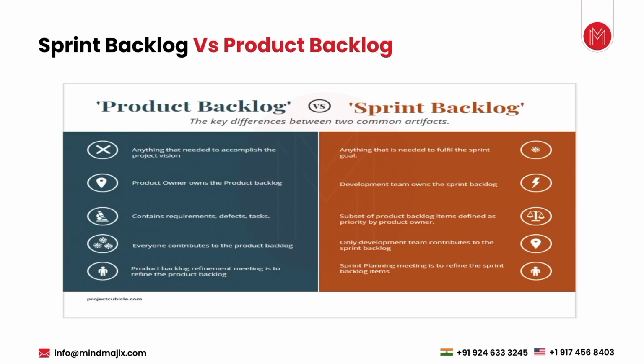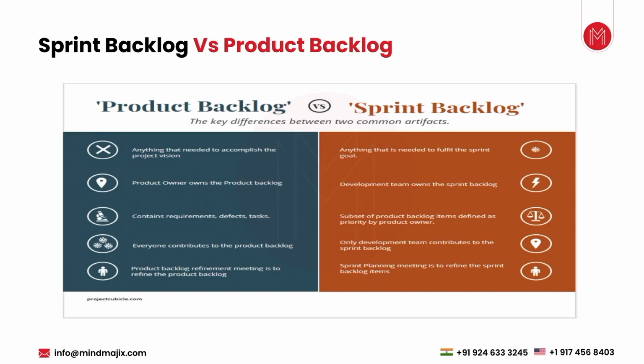Fine. Now the product backlog contains requirements, defects, tasks, etc. And the sprint backlog contains the subset of product backlog items that are defined as a priority by the product owner. Okay, so that is there. Now, everyone contributes to the product backlog, whether it's the development team, the scrum master, or the product owner, everyone will contribute to the product backlog. Whereas the subset of product backlog items is defined by the priority of the product owner.